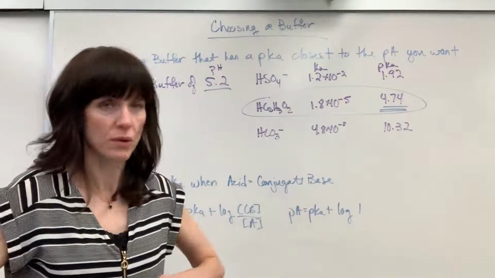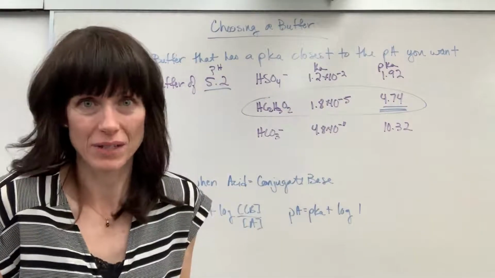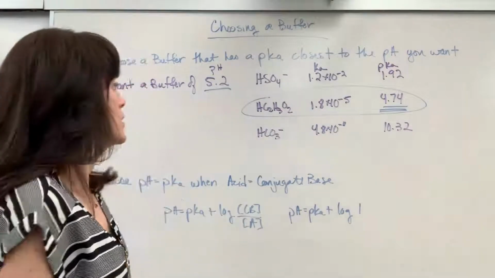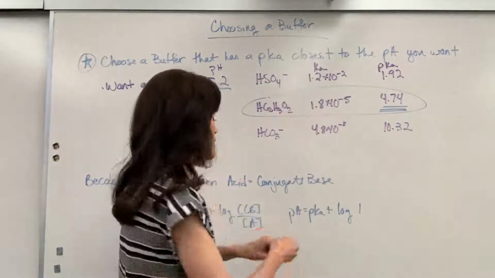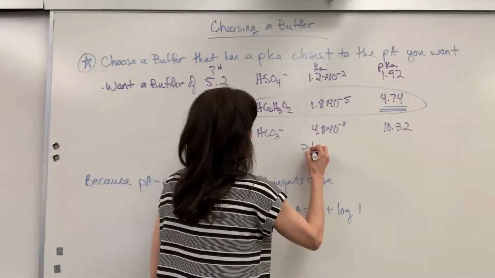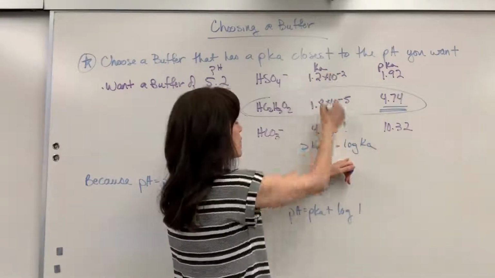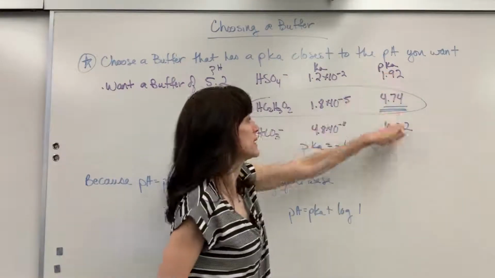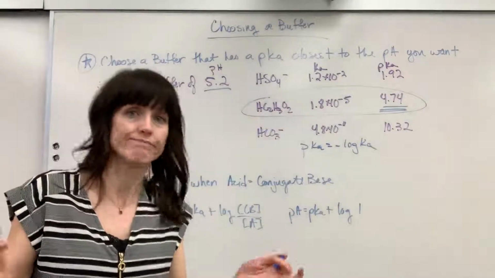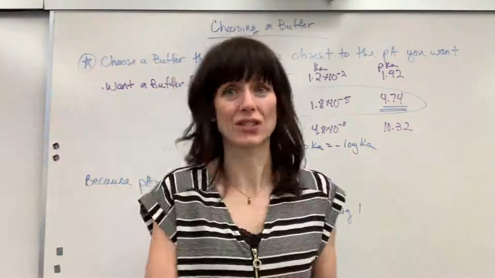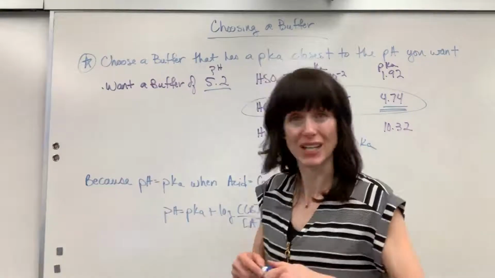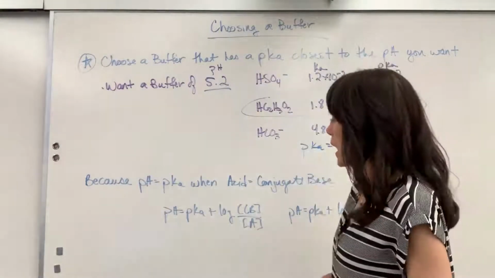Common multiple choice question, really easy way to do it. So let me say it again. You just take the Ka, remember pKa equals negative log of Ka, do the negative log of that Ka, and whichever pKa is closest to the pH, boom, you're done. Now here's the justification, just in case you have a free response and you need to justify it. Here's the reason why.